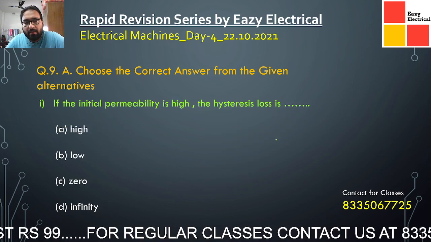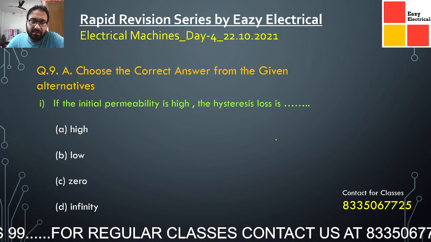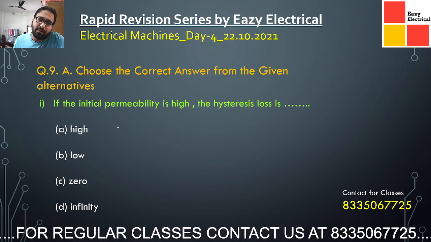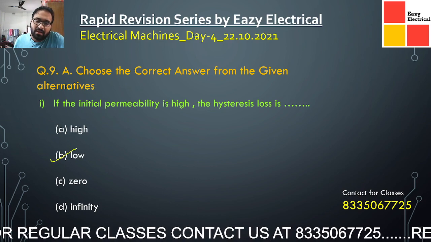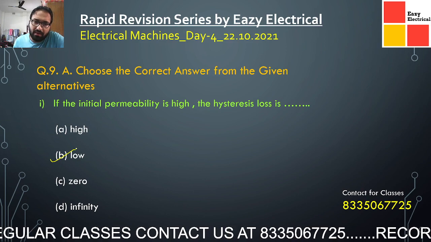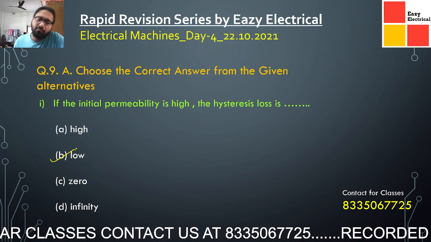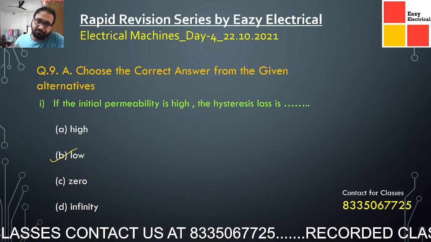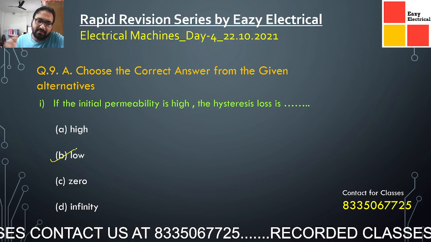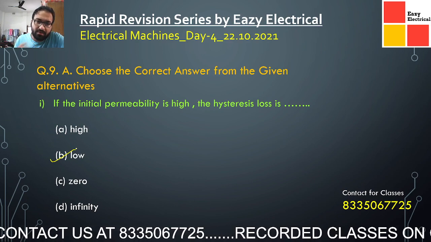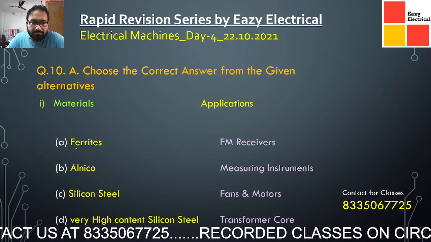Now if the initial permeability is high, the hysteresis loss is less. Permeability is how much magnetic energy can be stored in a magnetic material. So in that case, it helps in the reduction of the hysteresis loss.